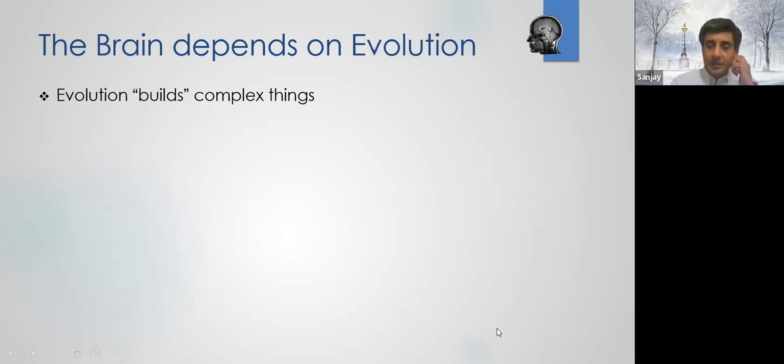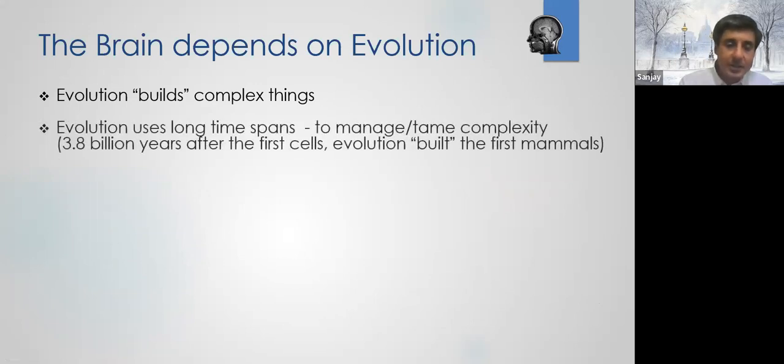So the next idea, and then we're going to stop after this, is that evolution builds complex things. I think everyone understands that. Evolution uses long time spans to manage, or to tame, the complexity of the things that it builds. For example, with life on Earth, life started around 500 million years after the Earth started. So it was a relatively short time after Earth started. After the Earth formed, within 500 million years, unicellular life started to appear on our planet.